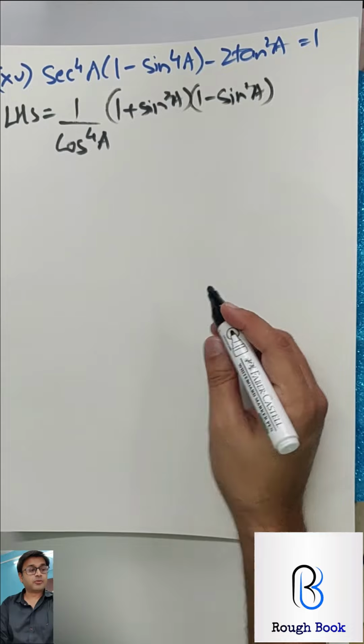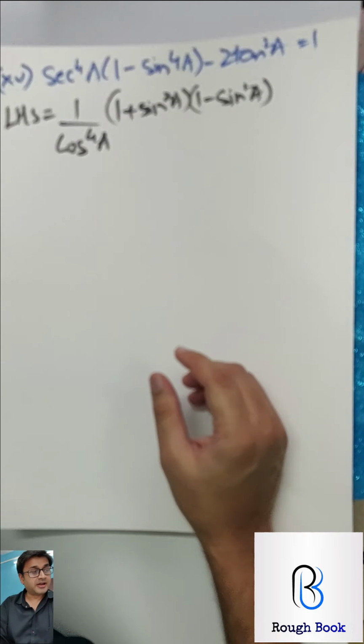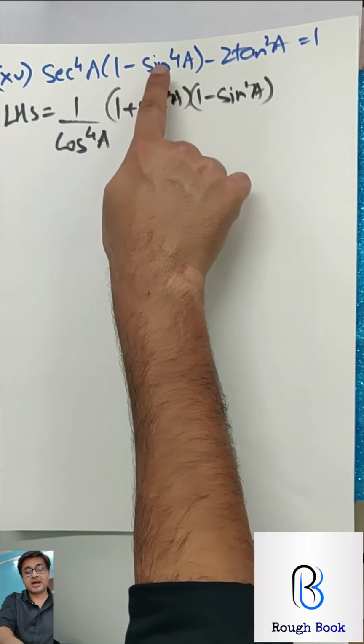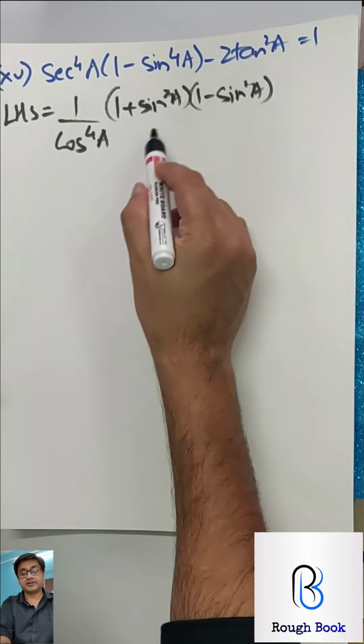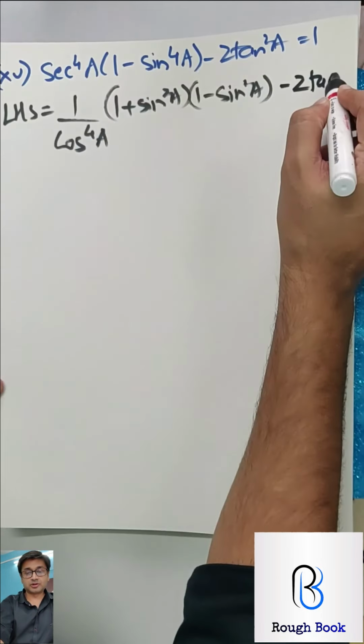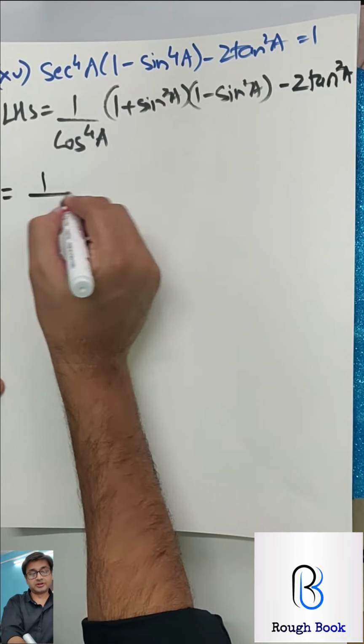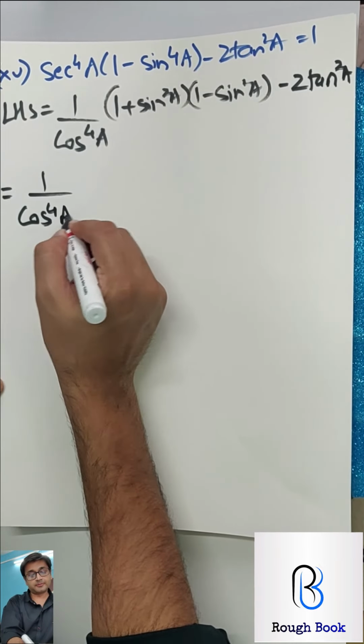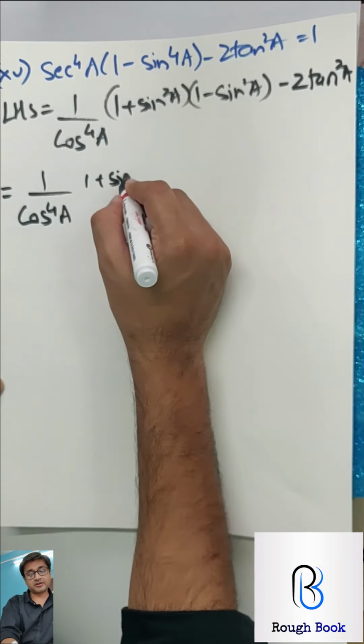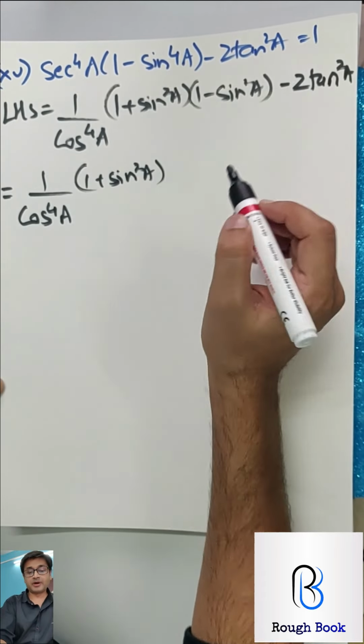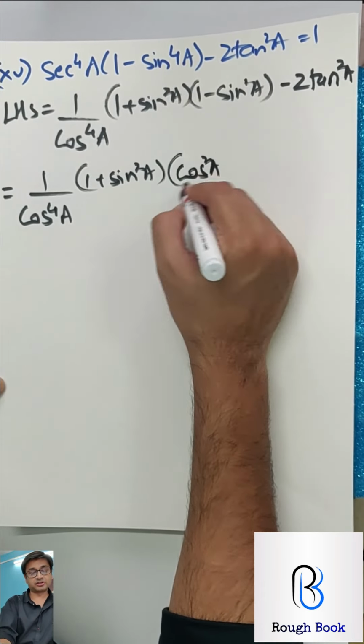Yeah. So basically what I'm using is a plus b, a minus b. So I took this as a and this as b the whole square, and I did this directly. Minus 2 tan square a. Further, 1 upon cos 4. 1 plus sine square, I keep it as it is. But 1 minus sine square can be written as cos square.